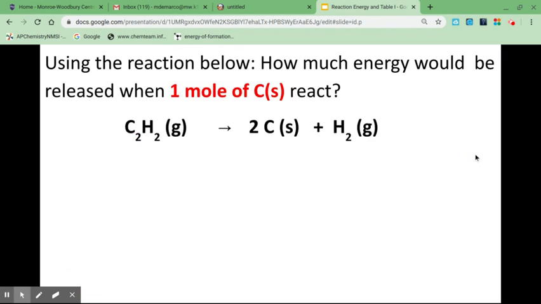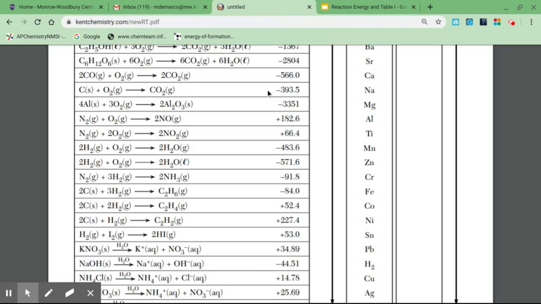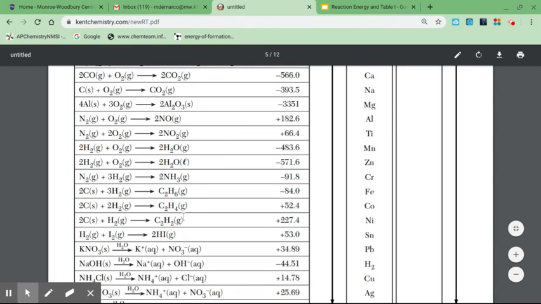The third example, it says, using the reaction below, how much energy would be released when 1 mole of C reacts? So I have my reaction. So table I. I have C right here. And this time I left it alone. So you have to carry out which C I'm looking for. This is the C we're looking for. So table I, I'm looking for C2H2. So C2H2 up right here.